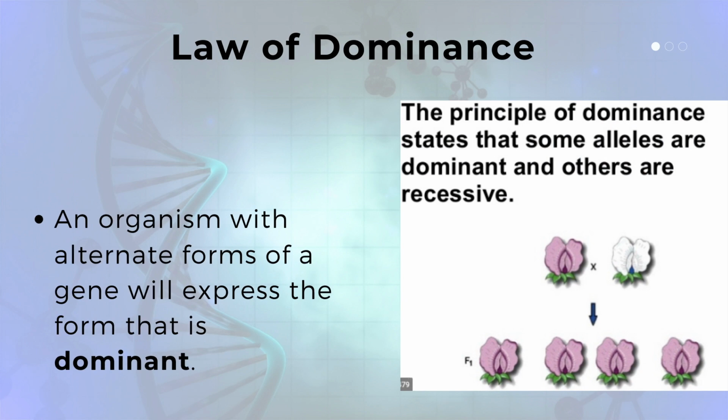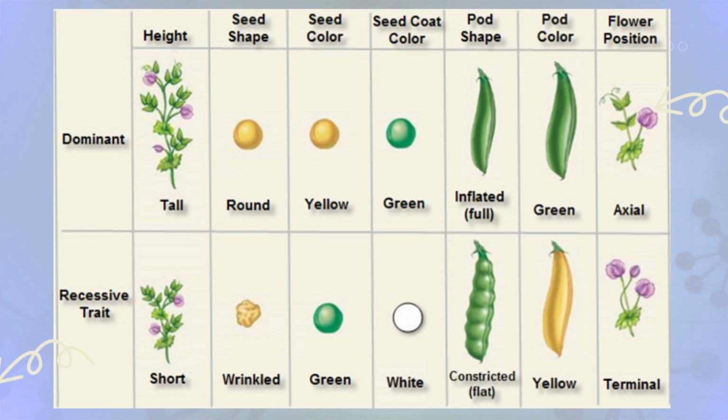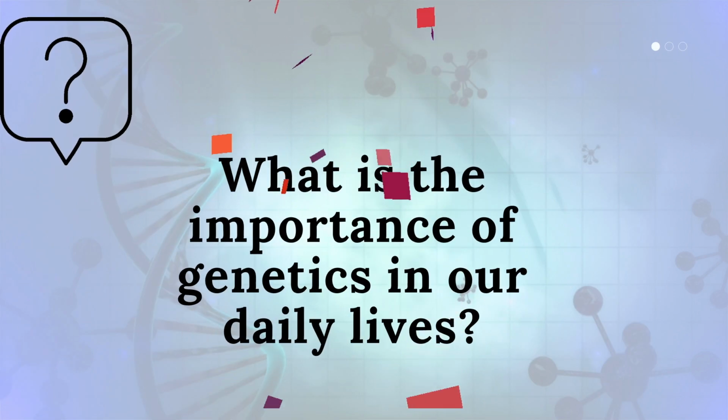An organism with alternate forms of a gene will express the form that is dominant. This is Mendel's law of dominance. The genetic experiments Mendel did with pea plants took him 8 years, and he published his results in 1865. During this time, Mendel grew over 10,000 pea plants. However, Mendel's work and his laws of inheritance were not appreciated in his time. It wasn't until 1900s, after the discovery of his laws, that his experimental results were understood.